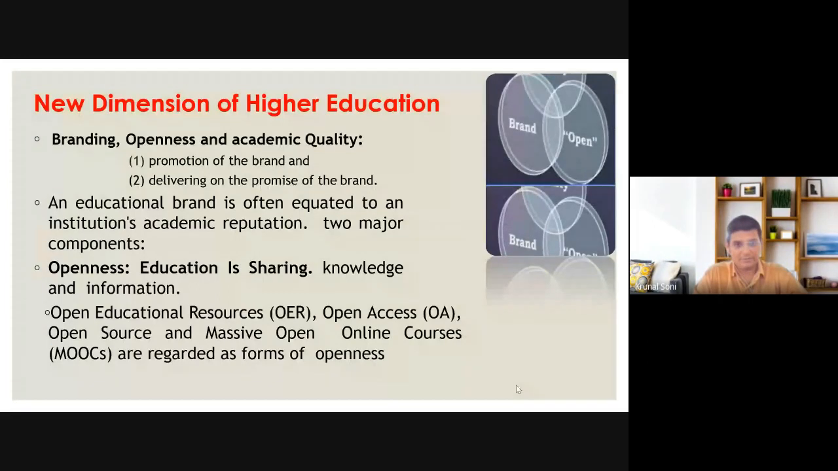Because the delivering part is very important, and word of mouth publicity is more important than paid publicity in the market. So it has a significant role. An educational brand is often related to an institution's academic reputation. So your brand will be considered as your reputation. And there are two major components. One is knowledge and information.